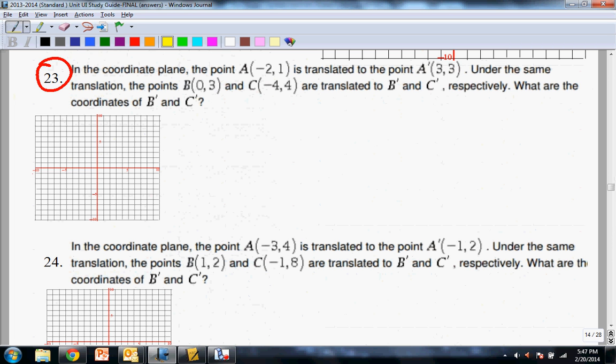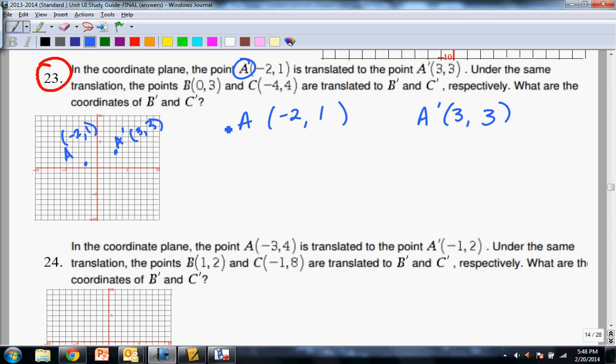In 23, it says, in the coordinate plane, A is at negative 2, 1. So here's A, and it's at negative 2, 1. So A is at negative 2, 1, and we move it to 3, 3. So we're moving that over to 3, 3. That's A prime. So let's write this out. A is at negative 2, 1, and then we have A prime, which is 3, 3.